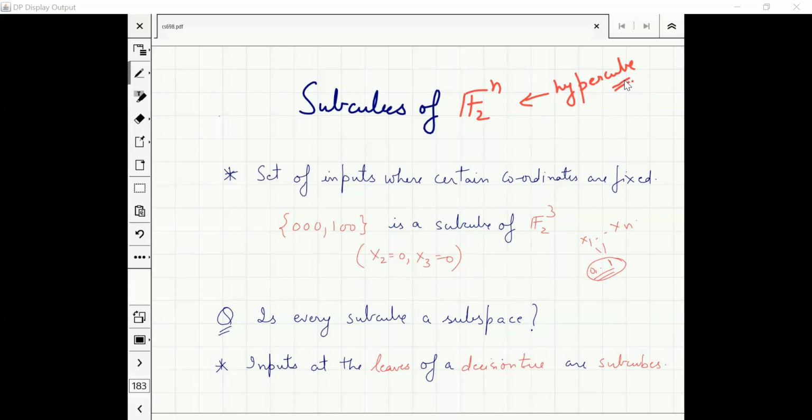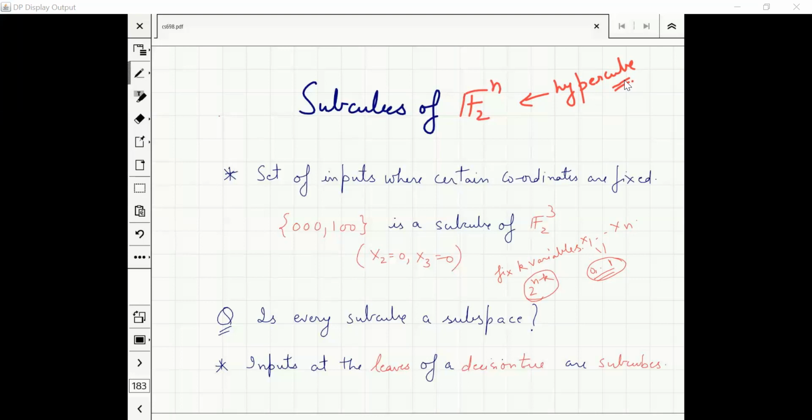If you fix k variables out of n, what will be the size of the subcube? 2 to the power n minus k. Very easy, right? Fix k variables, then there are n minus k variables remaining. That will give rise to 2 to the power n minus k. So every subcube has size 2 to the power n minus k.